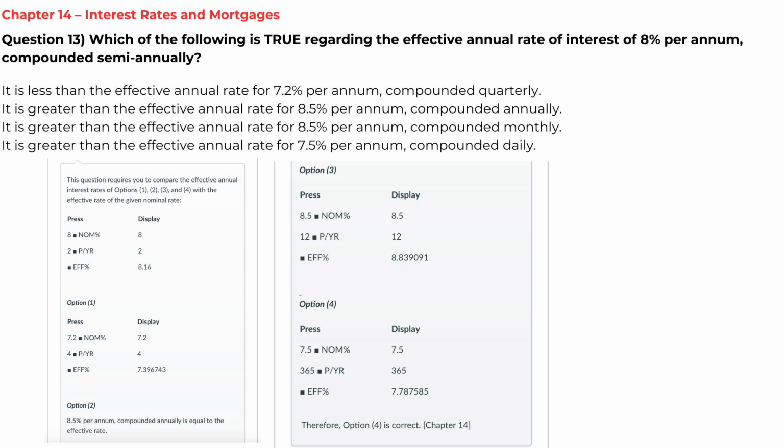Option 3. 5 shift nom. 12 shift PYR. Shift effective. Option 4. 7.5 shift nom. 365 shift PYR. Shift effective. Calculator displays 7.787585, which is J1 equals 7.787585. Therefore, option 4 is correct.